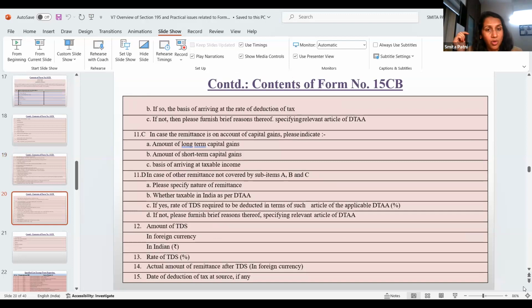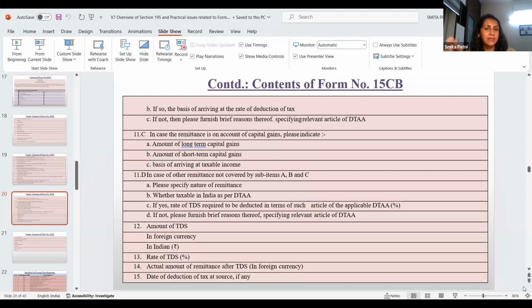In case of capital account, capital gain, we go to part C. Now the point is, in case of capital gain, TDS has to be deducted. One example is a payment made to an NRI for an immovable property. When you make a payment, this has to be disclosed here.